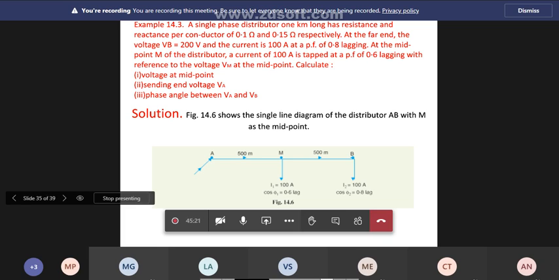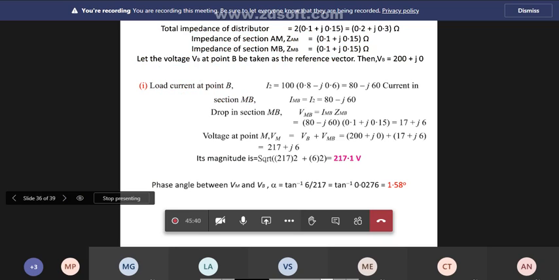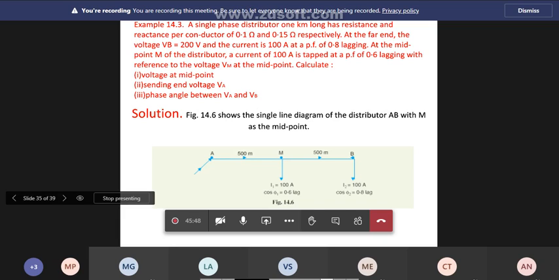Right? So as usual, they are given directly. Distributor AB, the middle point is M. That's why I am putting M, otherwise I would put C. So the total is 1 kilometer, so the middle point is nothing but 500 meters, 500 meters. So the total impedance of the distributor, the given impedance, is 0.1 plus j 0.15 ohm, right? 0.1 plus j 0.15 ohm.